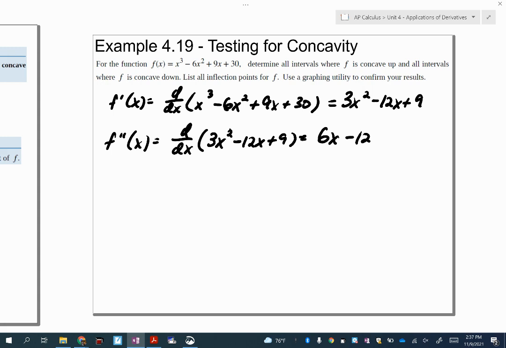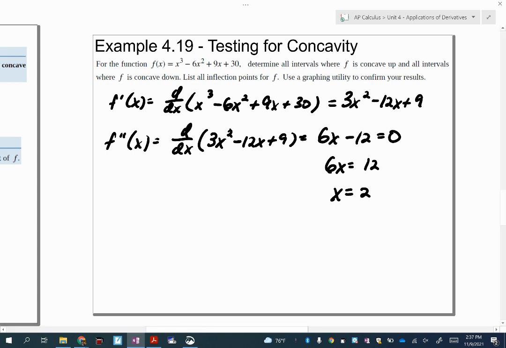This is a linear function, so I'm not worried about anything being undefined. So I just need to figure out what makes it 0. All right, so solve this like you did when you guys were in Algebra 1. Who knew when you were in Algebra 1 that you would be helping understand how to find your concavity as well as your inflection point?